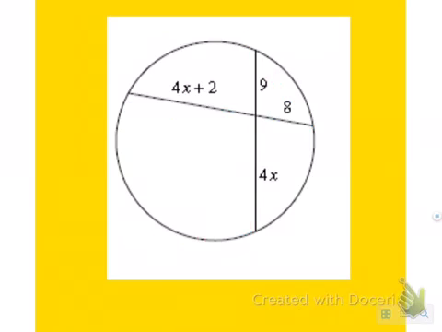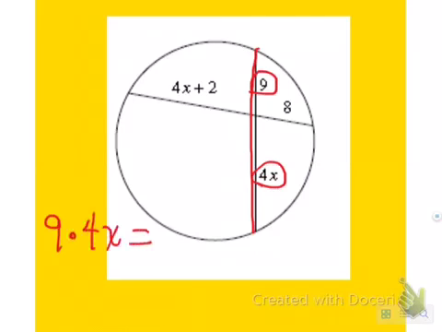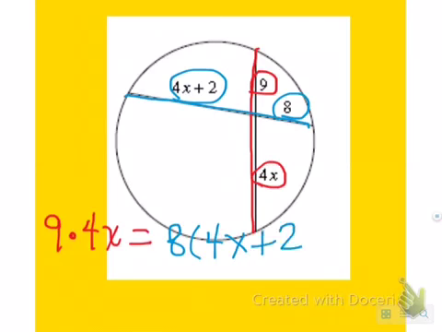Okay, this one's a little more difficult, but you still want to follow the formula. So if I look at this chord right here, the measurements for the segments are 9 and 4x. So I'm going to say 9 times 4x is equal to, and I'm going to look for the other chord, and here's your other chord. I have 4x plus 2 and 8. So I'm going to say 8 times (4x + 2). Now notice I put that in parentheses because it's a binomial. It's more than one term.